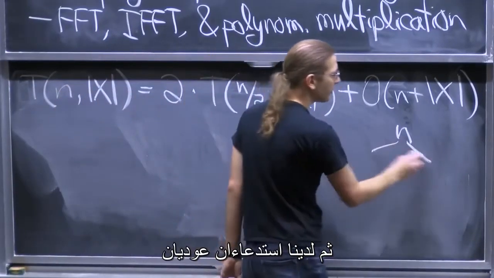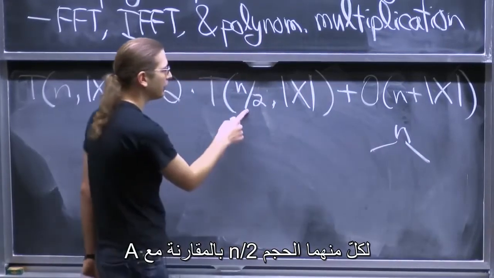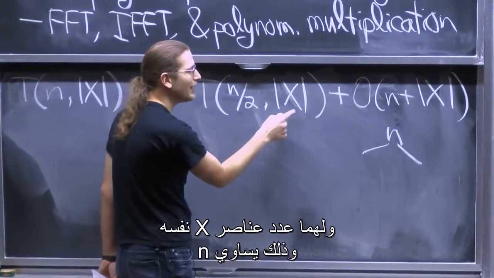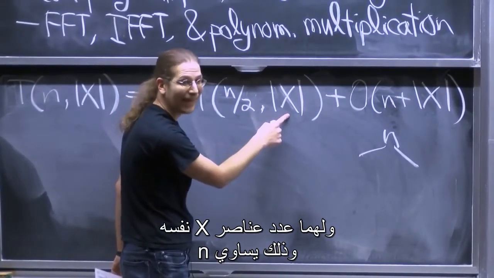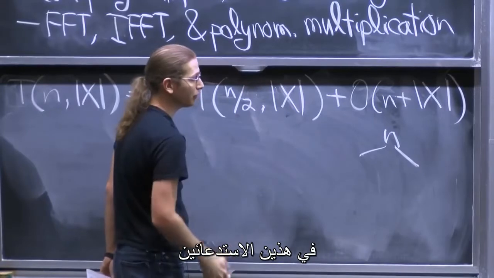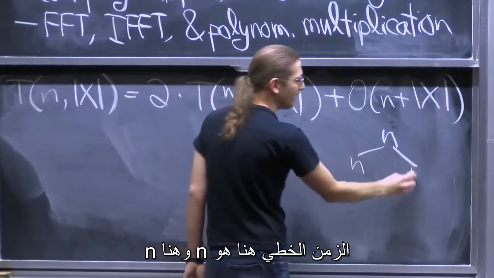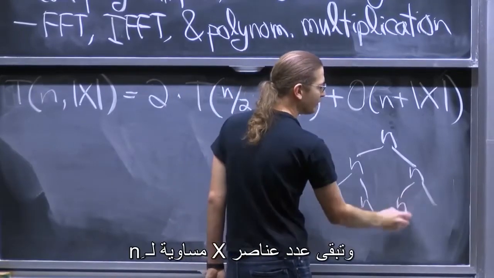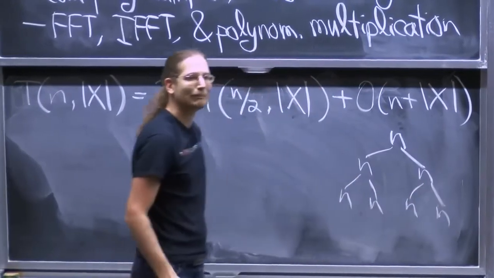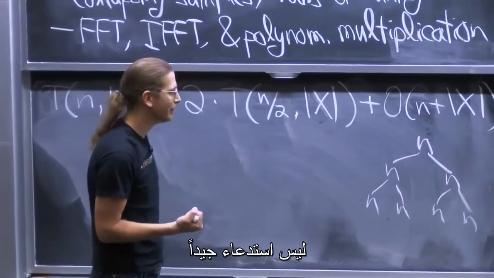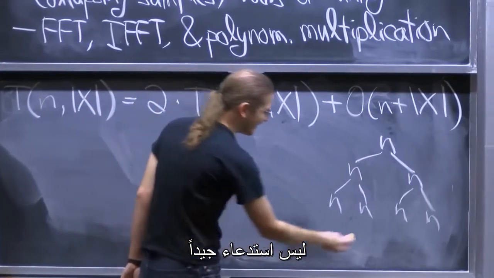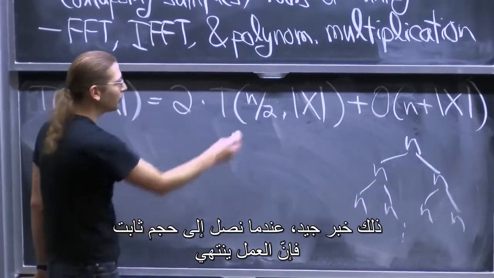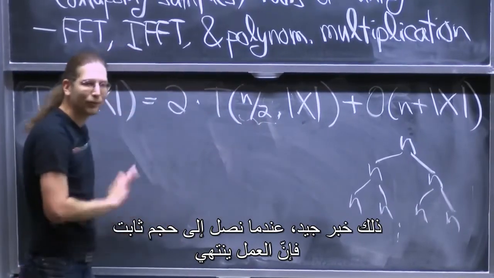There are two recursive calls. Both have size n over 2 in terms of A, and they have size the same x, which is also known as n, in those two recursions. So in fact, the linear work here will be n and n. And then we'll get n and n. X never goes down, so x always remains n, the original value of n. This is a bad recurrence. There are log n levels. That's the good news. Once we get down to constant size, we can kind of stop.